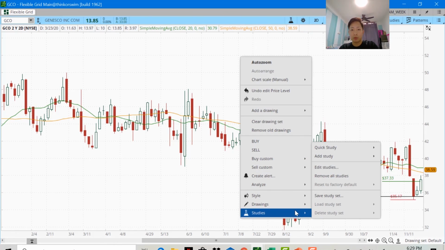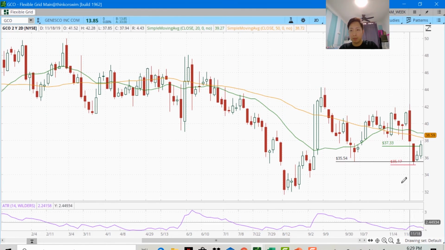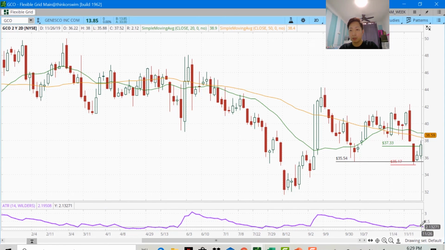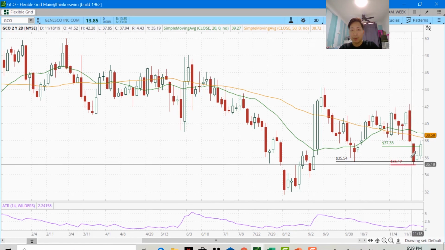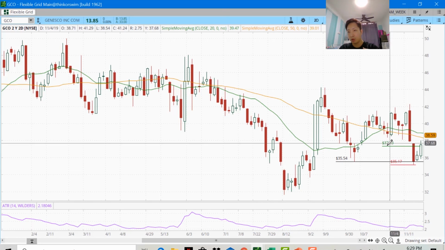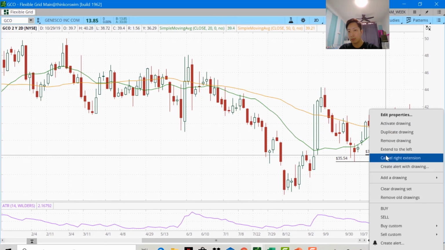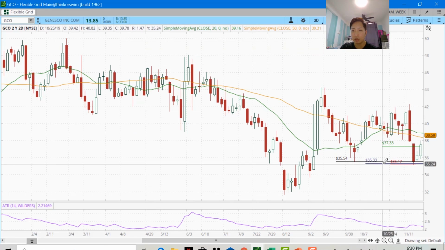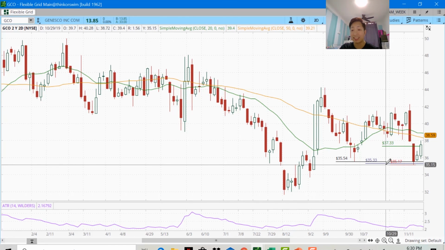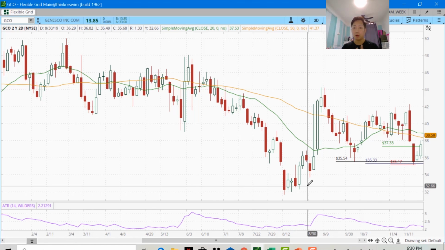If you want to put ATR, you can go to studies, edit studies, go to your ATR indicator, and you will know that over here the ATR is about $2. So if you enter at $37.33 and use the ATR method to put your stop loss at the bottom, you're going to minus $2, so that will be $35.33. That's the purple line. If you use the ATR stop loss, your stop loss will be at $35.33. Understand? Again, it's a matter of your own style. You can develop them on your own, right?